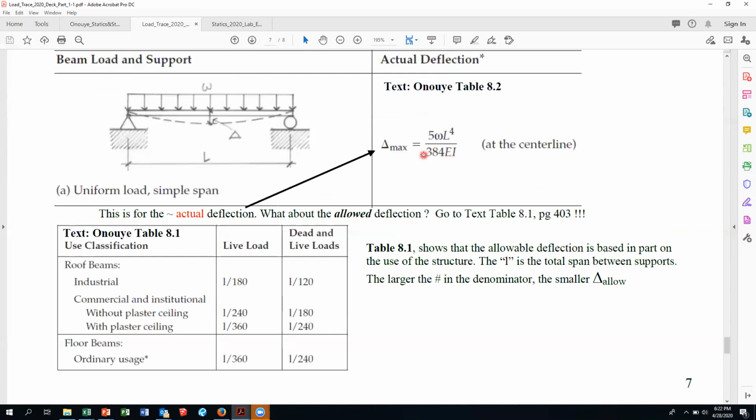So this is, E is pounds per square inch. And so you have pounds and inches. The I is moment of inertia. That's inches to the fourth, right? W is typically in pounds per foot. And L is in feet. So you got to watch your units. Otherwise, your maximum deflection is going to be way off.